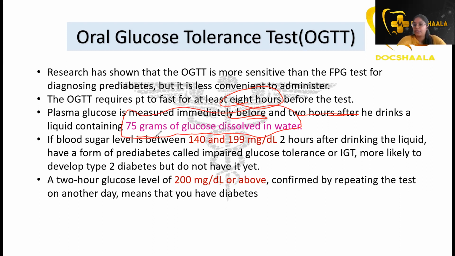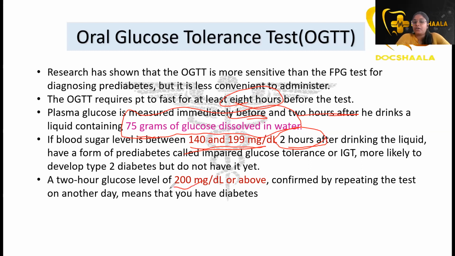So first of all, during fasting we have to test, and also after, we have to give the patient 75 grams of glucose dissolved in water, make him sit for 2 hours, and then again test for glucose levels in the blood. If it is between 140 and 199 milligrams per deciliter 2 hours after drinking the liquid, then he is pre-diabetic to type 2 diabetes.